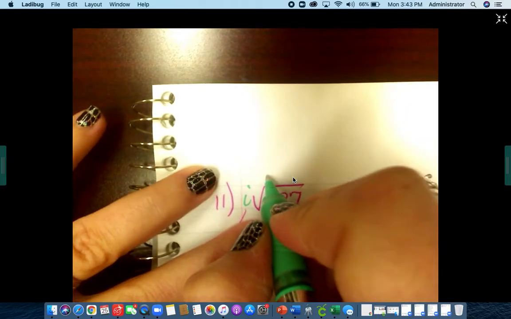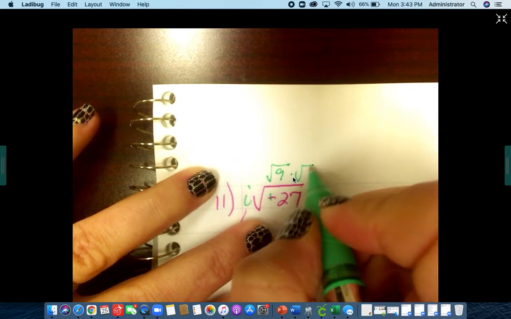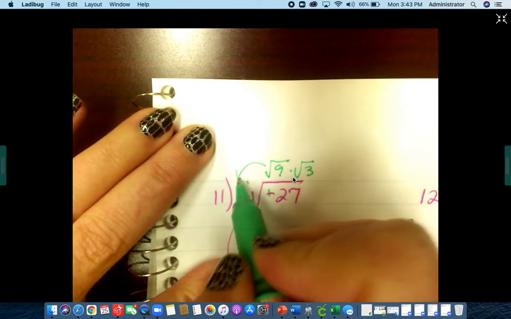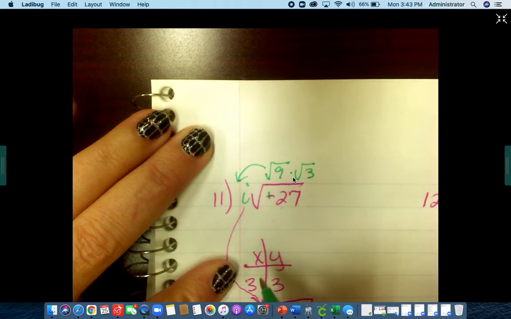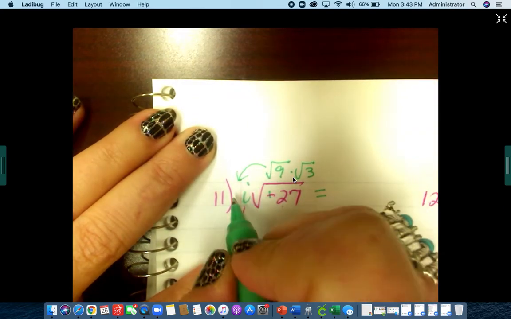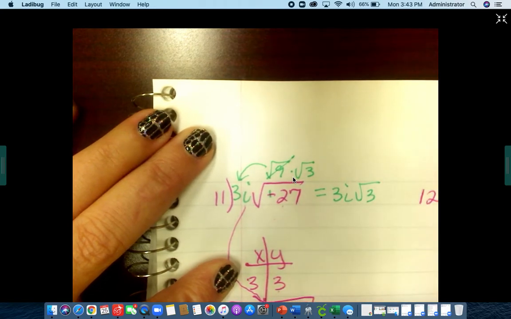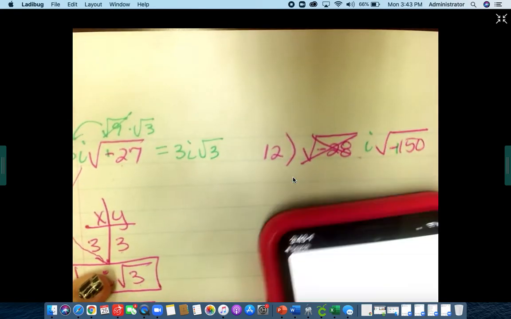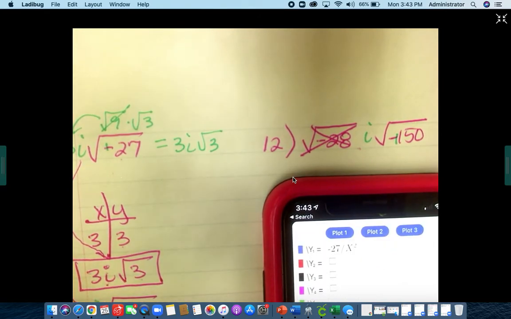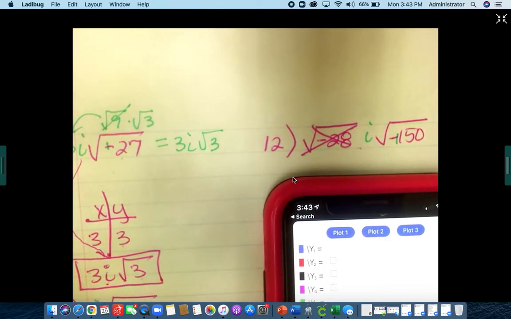So some of you may have looked at this and said, I can do that in my head, because what does that give me? Square root of 9 times the square root of 3, and then the square root of 9 is 3. So that's how I do it. I put my 3 out front and go, oh, it's 3i square roots of 3. So those of you good with perfect squares may prefer to do that. And that's fine if your work shows that as well.